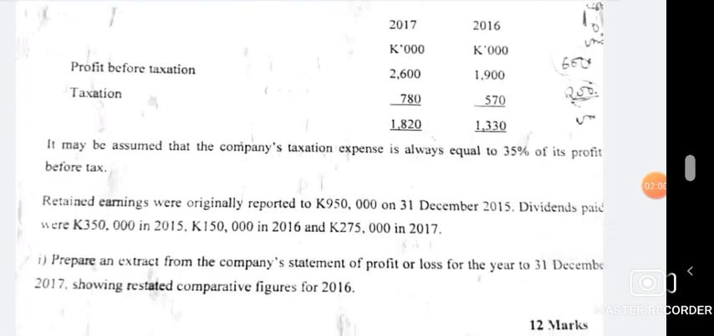1. Prepare an extract from the company's statement of profit or loss for the year to 31st December 2017, showing restated comparative figures for 2016. What are they asking us for here? Here they want us to restate the profit because the policy has changed. Therefore, even the profit will be affected. We have to know that depreciation affects the profit for the year. So hence we'll have to start restating these things.